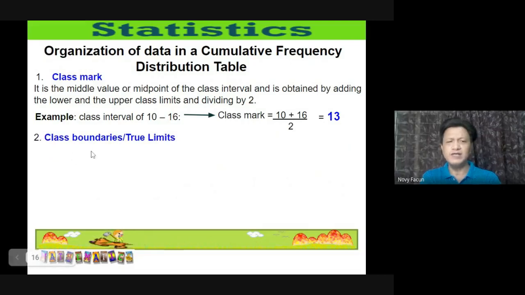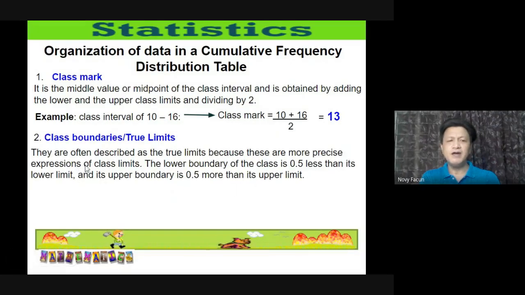Okay, we also have the word class boundaries or true limits. Ibig sabihin naman nito, they are often described as the true limits because these are more precise expressions of class limits. The lower boundary of the class is 0.5 less than its lower limit and its upper boundary is 0.5 more than its upper limit. Ibig sabihin niya, para makuha lang natin yan, kapag kinukuha natin yung lower limit, nagdideduct lang tayo or nagma-minus lang tayo ng 0.5. Kapag yung upper limit naman ang kinukuha natin dyan, nagpa-plus tayo ng 0.5. Always 0.5 yung decimal niya.